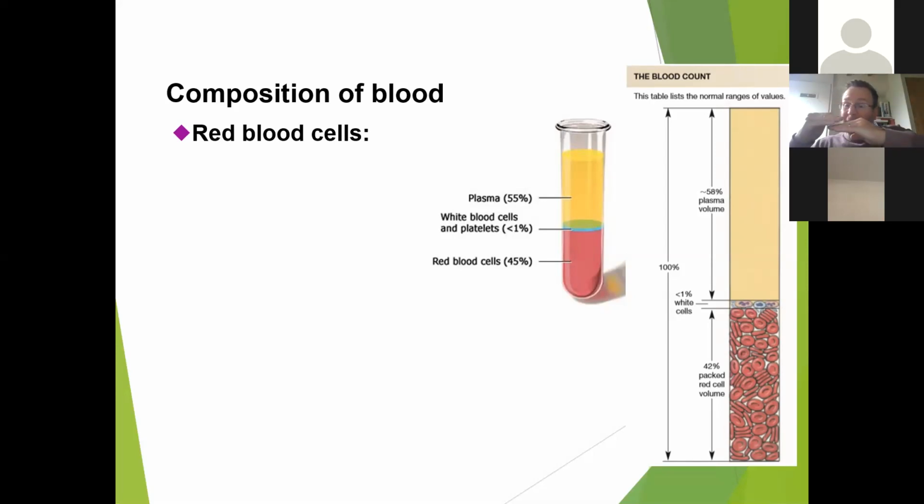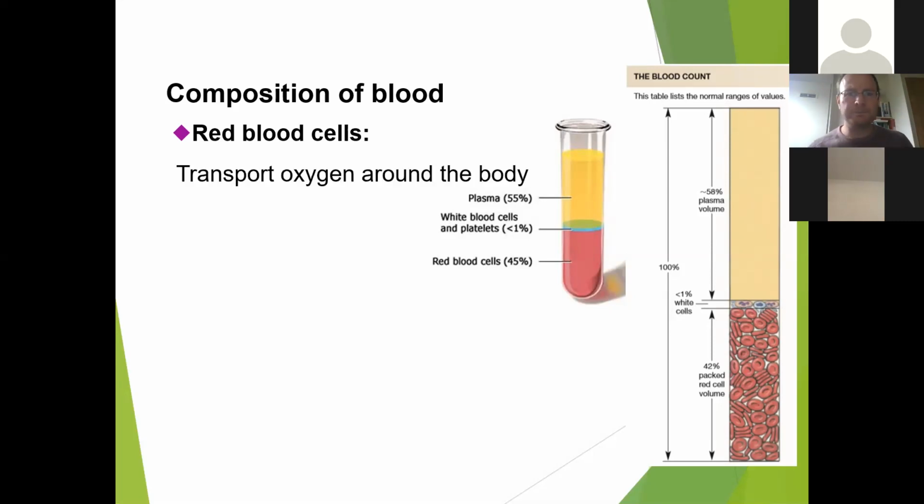If we run out of plasma, if we have too little plasma, i.e. we're dehydrated, that blood becomes too thick. It becomes difficult to pump. It becomes easier to clot. So people that are very dehydrated find exercise and working much, much harder. So red blood cells transport oxygen around the body.